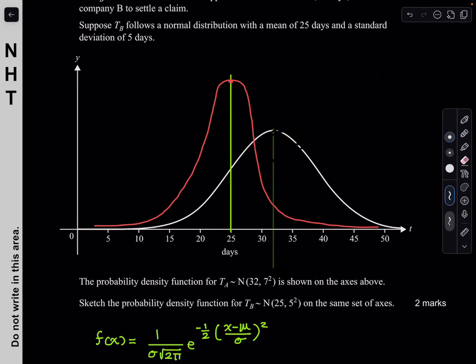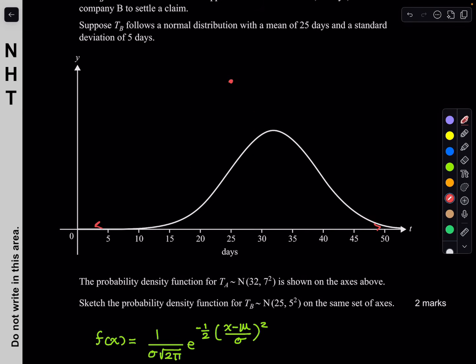So if I rub these out, does that look nice? Yeah, that does. That looks like it's doing the job. First of all, it's only 2 marks because you need to make sure that the mean is at 25 and that it's much thinner. Now this one's a little bit much more thin, so I'm going to make it a little bit thicker because it needs to look nice like that.